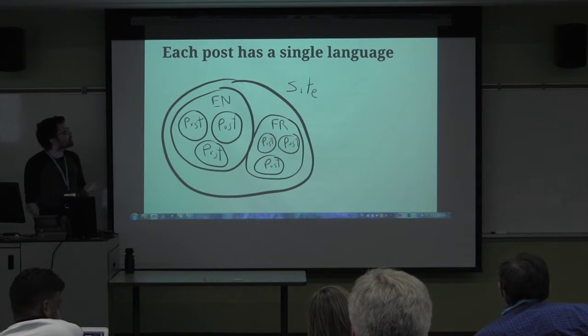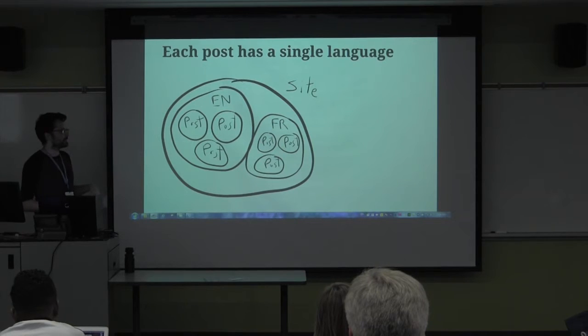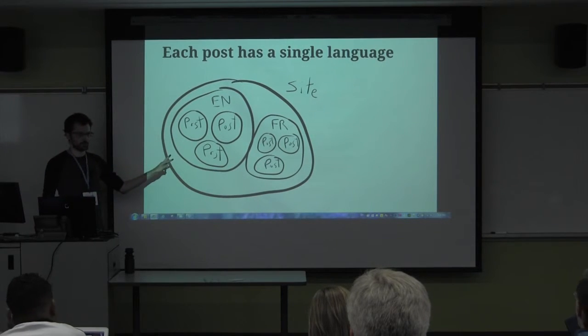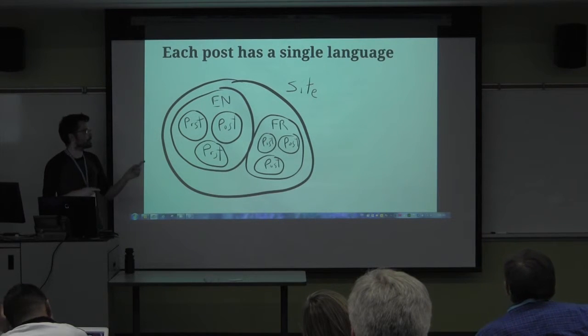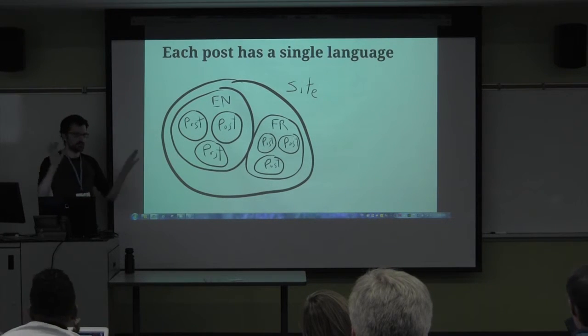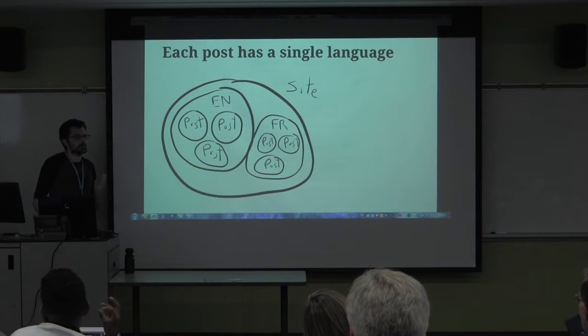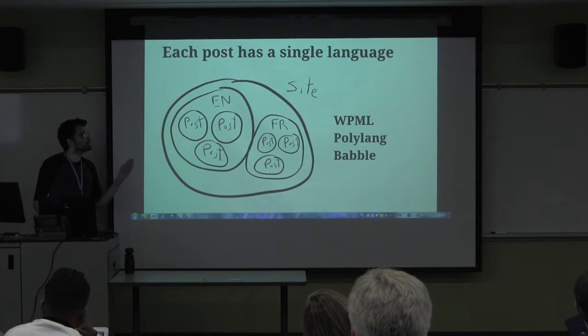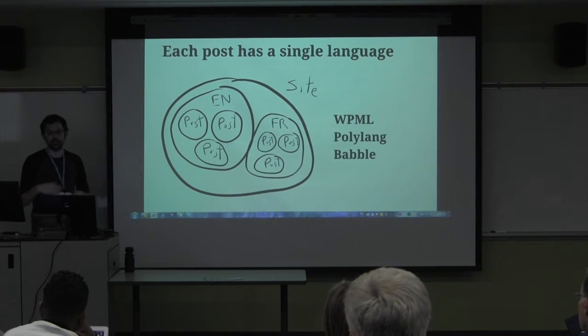The second option is to have each post be a single language in the same site, and then have posts link to each other for translation. So in the site, you have each language separately with a bunch of posts inside. For this option, there is more than one plugin available. I'm listing three here, but there are even more than that.